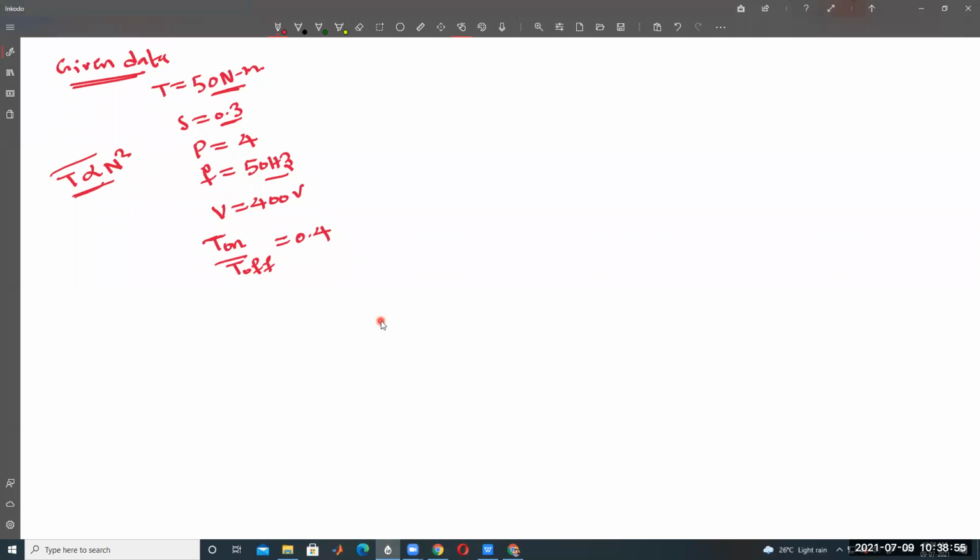So what is the synchronous speed? NS is equal to 120 F by P. Substitute: 120 into frequency 50 by number of poles, 4. Then the speed is 1500 RPM. Okay, good.